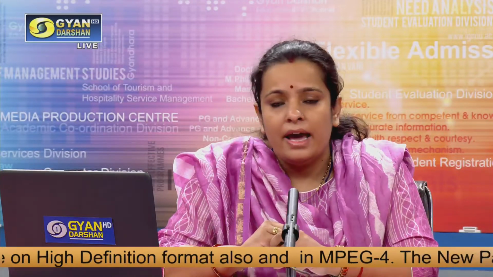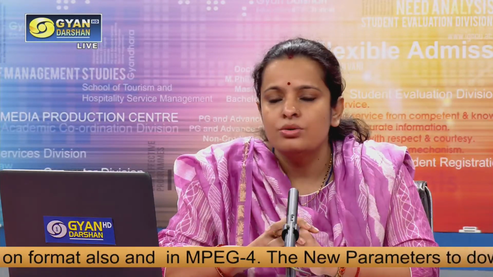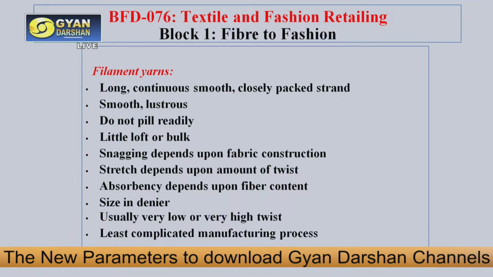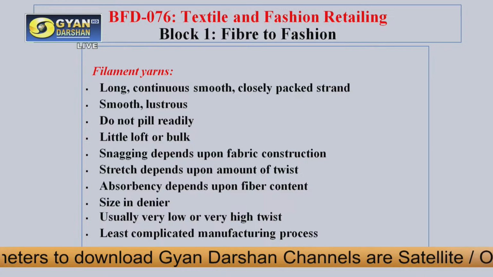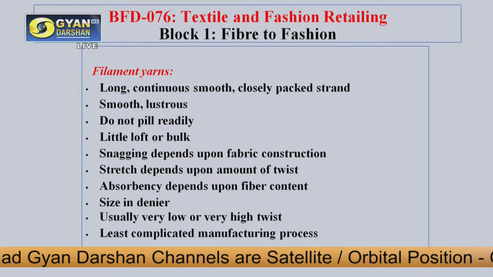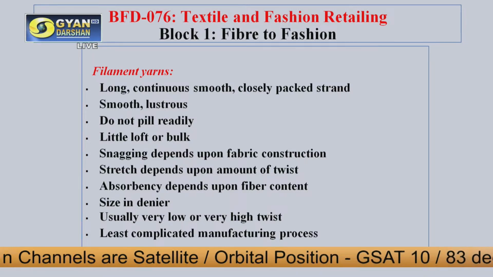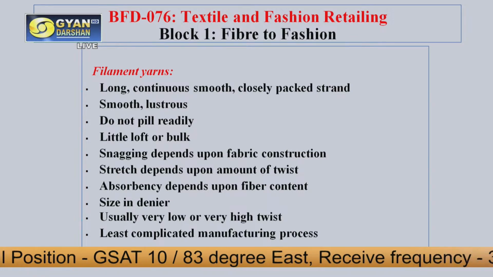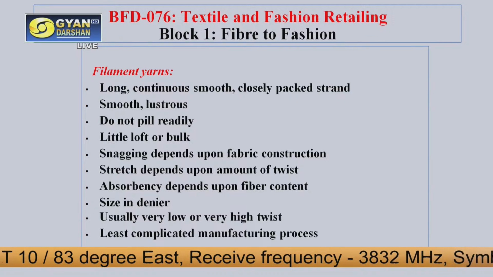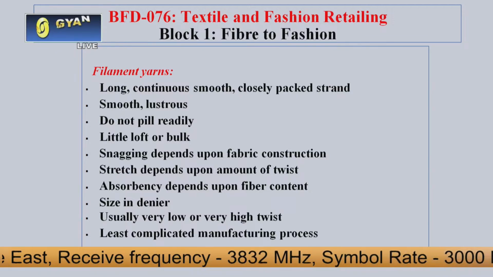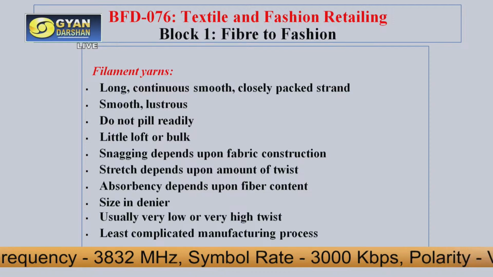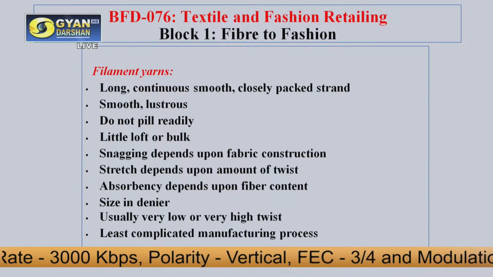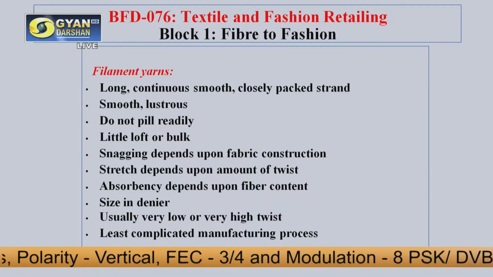Then what are the characteristics of filament yarn? It is a long, continuous, smooth, closely packed strand, smooth and lustrous, does not pill readily, with little loft and bulk. Snagging depends upon the fabric construction, the method of construction which is used, whether it is knitting or weaving. Stretch depends upon the amount of twist which is given to the yarns while developing the yarns. Absorbency depends upon the fiber content.